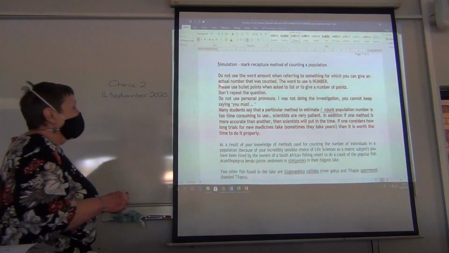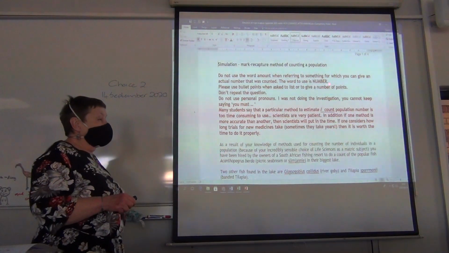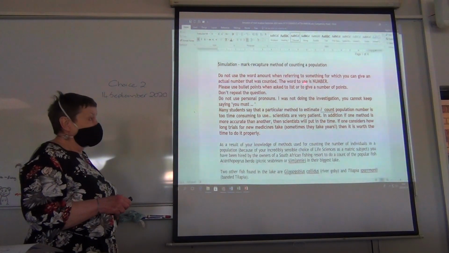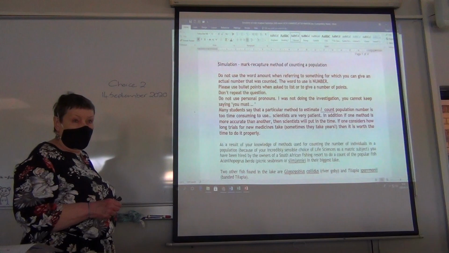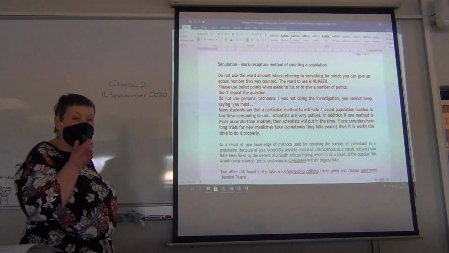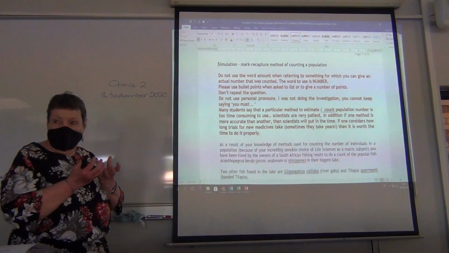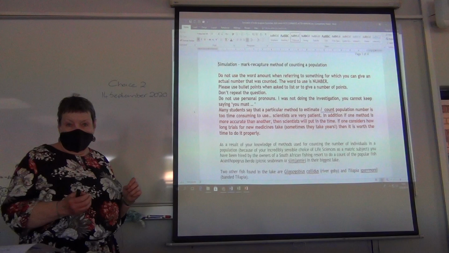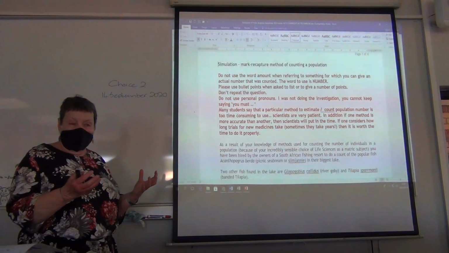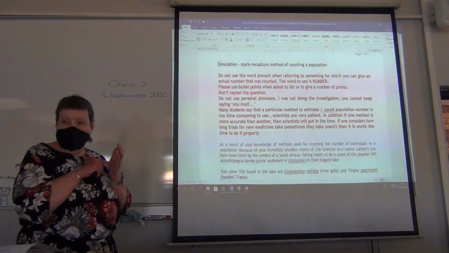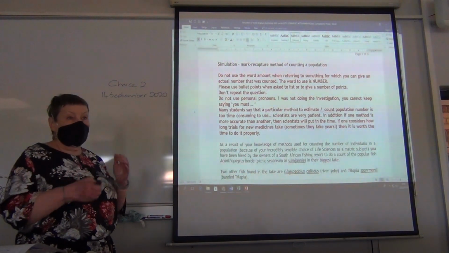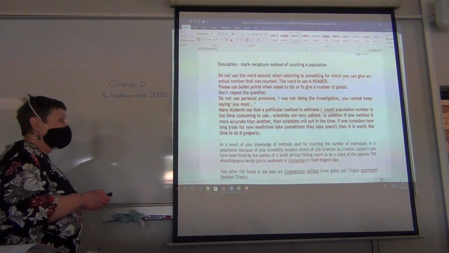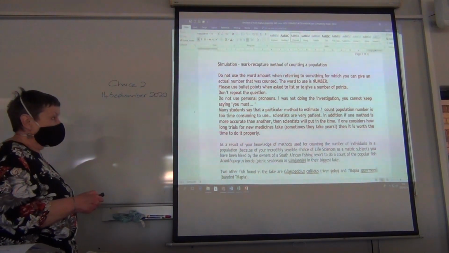Focused. Don't use the word amount when referring to something for which you could give an actual number that was counted. You must use the word number. The term amount is used for something that can't be counted. So you would talk about the amount of sand on Durban Beach. Can't count it. But as soon as you've got something that you can actually give a counted figure to, it's number or volume or mass or whatever. In this context, it is number.